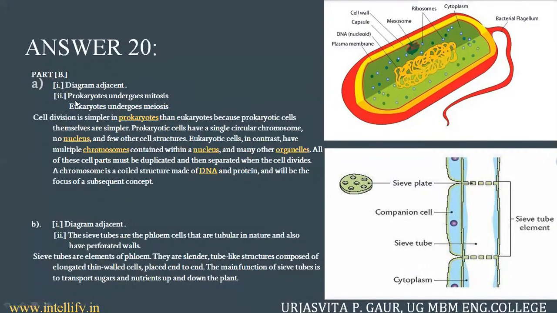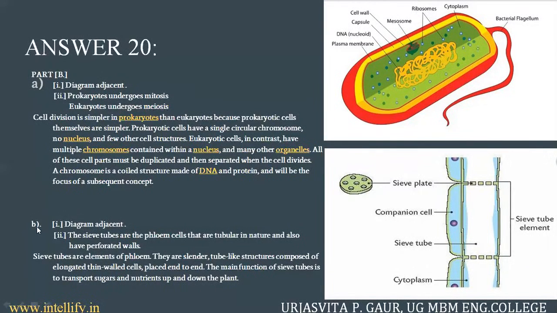And yes, now the second part says, what is the basic difference, or explain how prokaryotes are different from eukaryotes with respect to cell division. Then the biggest difference between the two of them when it comes to cell division is that prokaryotes are undergoing mitosis, whereas eukaryotes are undergoing meiosis. Now, cell division is simpler in prokaryotes than in eukaryotes. So the basic difference is right here, of mitosis and meiosis.